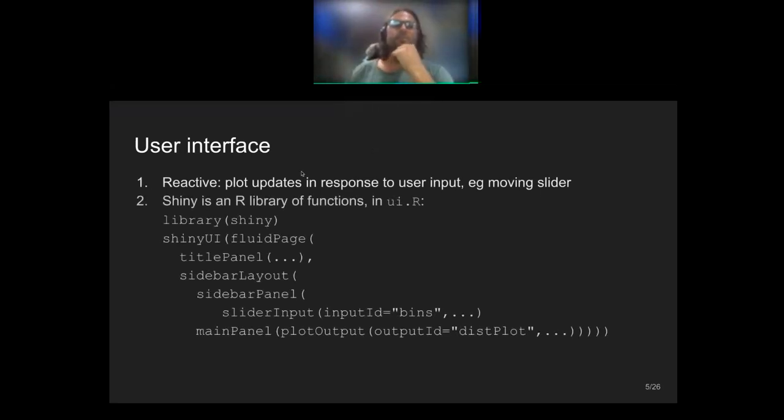So the plot updates in response to that user input, this moving slider. And this is without the comments. This is the code itself.